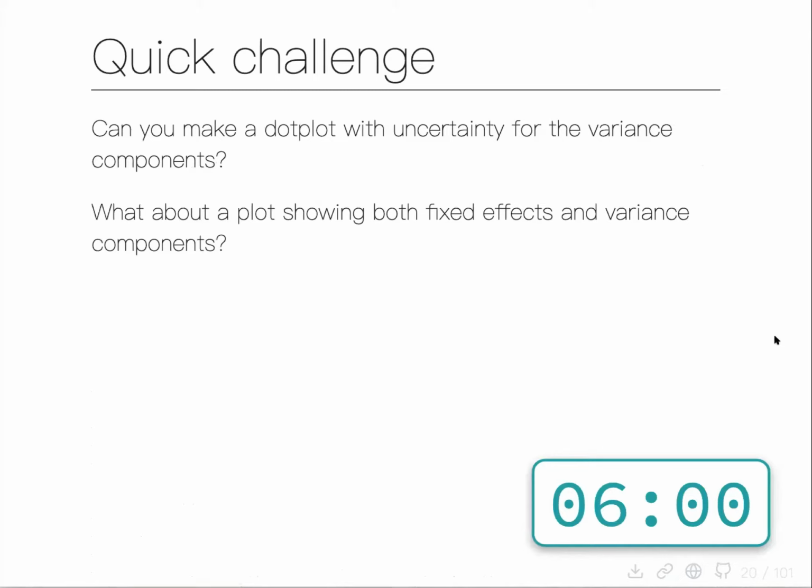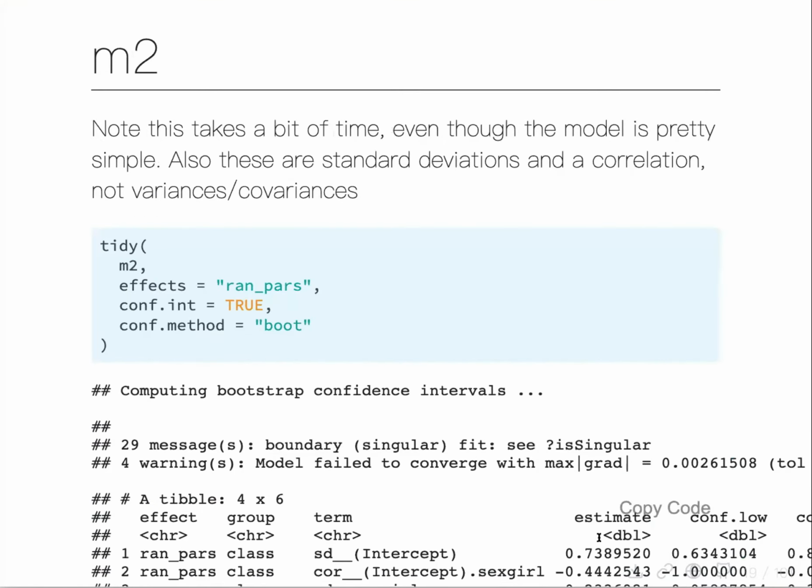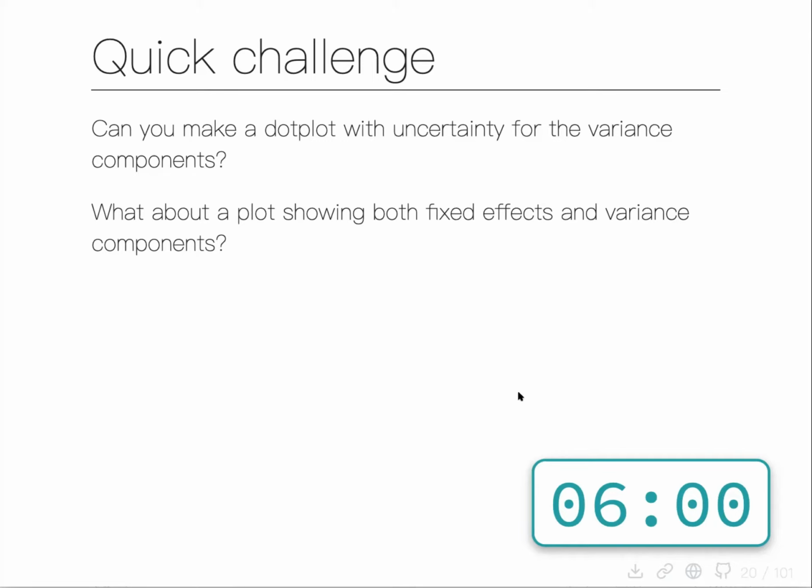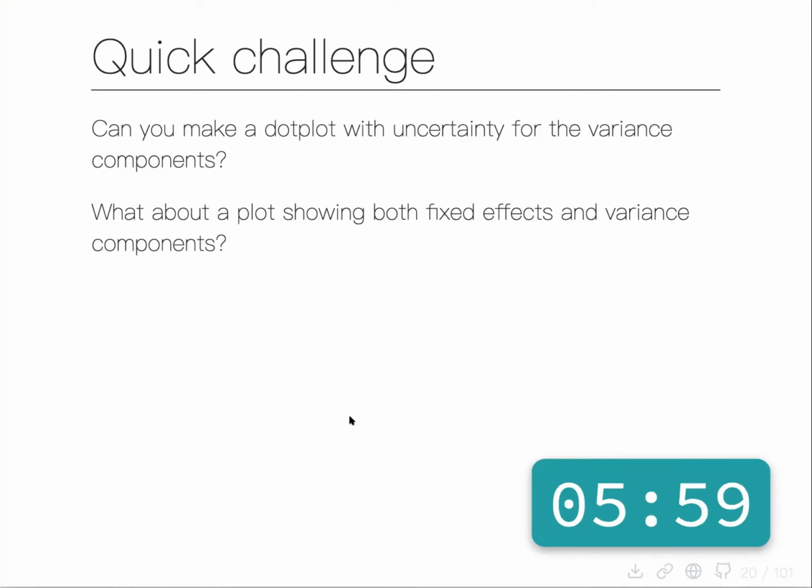Okay, so quick challenge. I have 6 minutes here, but I'm not going to give you that much time. Try to produce a dot plot like we just did for the fixed effects, but now using the random effects like this, okay? And using the uncertainty that way, okay? So I'm going to give you half the time I actually have here. I'm going to give you 3 minutes. If you get part of the way there, great. If you get none of the way there, that's okay too.